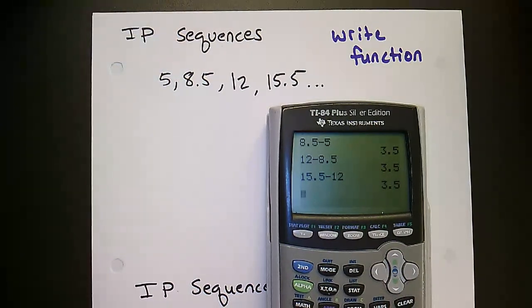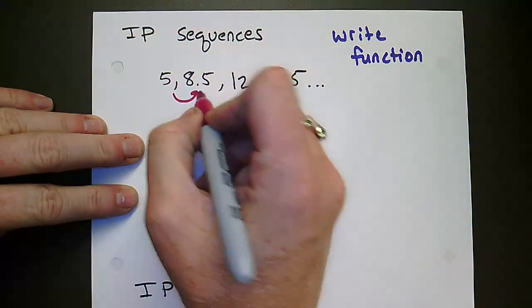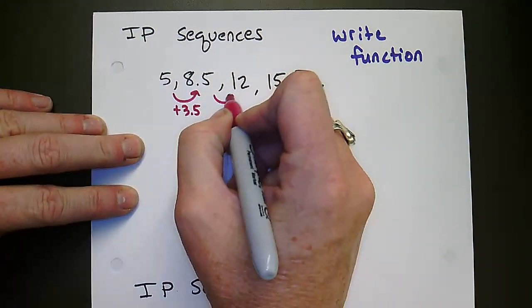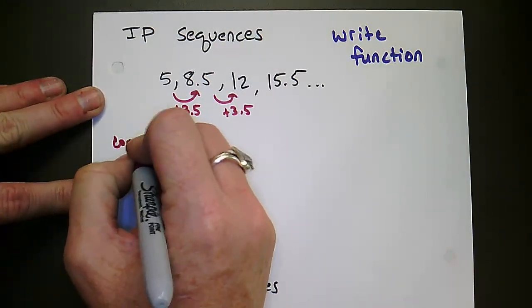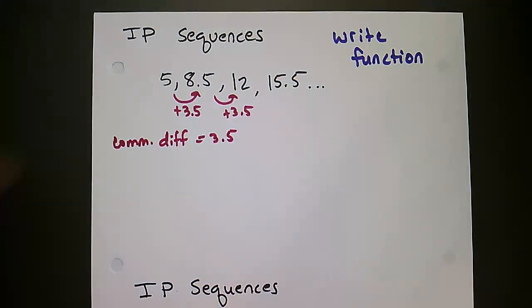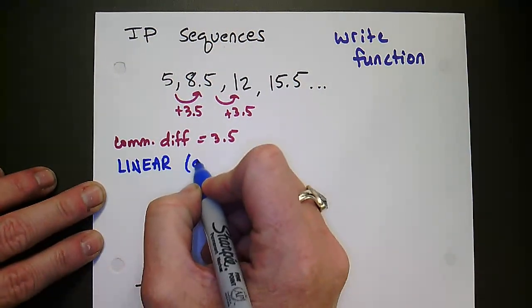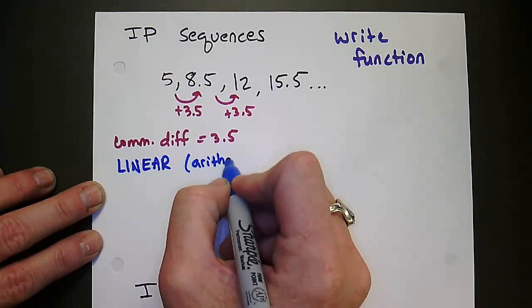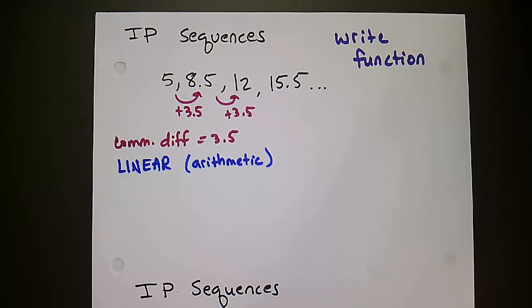So I know that I am adding 3.5 every time, right? This is plus 3.5, this is plus 3.5, and so on and so forth. So that's called my common difference. And in terms of an arithmetic sequence, because it's growing by adding the same number every time, it's linear.